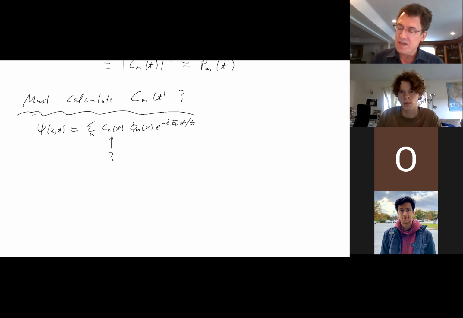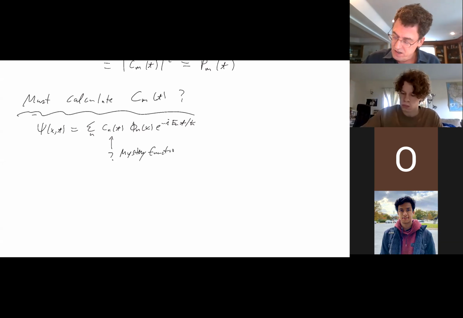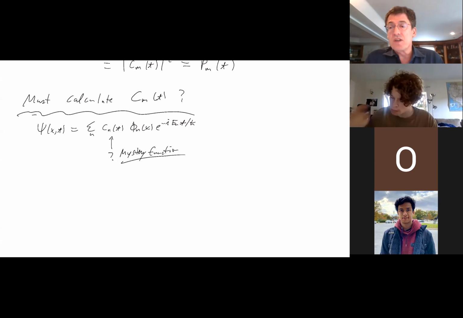That won't work now, because with this Cn of t, we don't know the functional form of the Cn of t. We don't know what it is. It's a mystery function. How do we find this mystery function? It's not known. How do we calculate it?